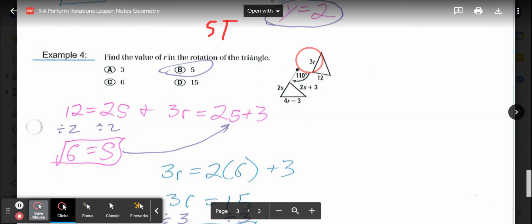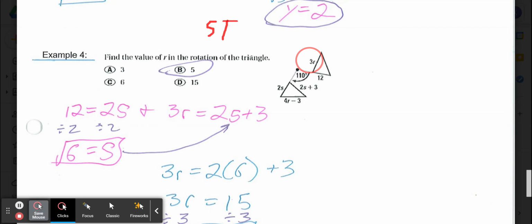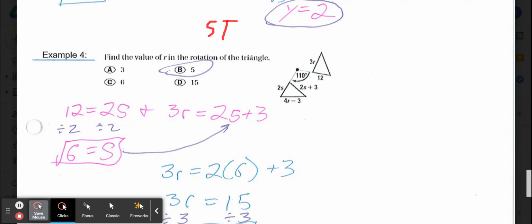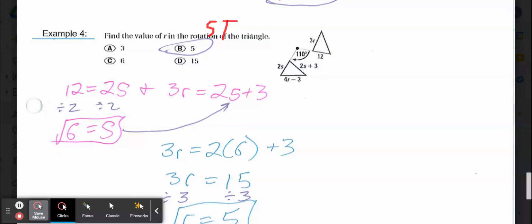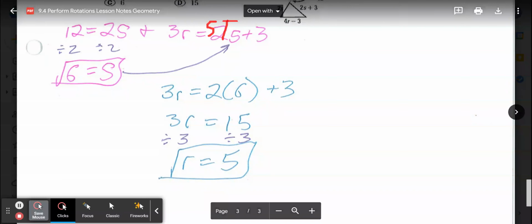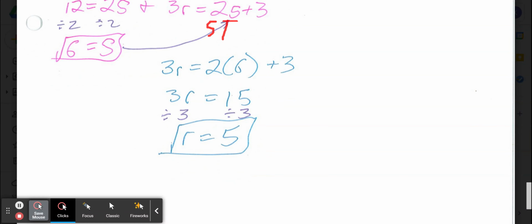Then I know that this side, 3r, matches up with the 2s plus 3. So we would set that up, 3r equals 2s plus 3. And now that we know s is 6, we can put that in here, substitute it for s. So 3r would equal 2 times 6 plus 3. 2 times 6 is 12, plus 3 is 15. So 3r equals 15. Divide both sides by 3, and the value of r is 5.